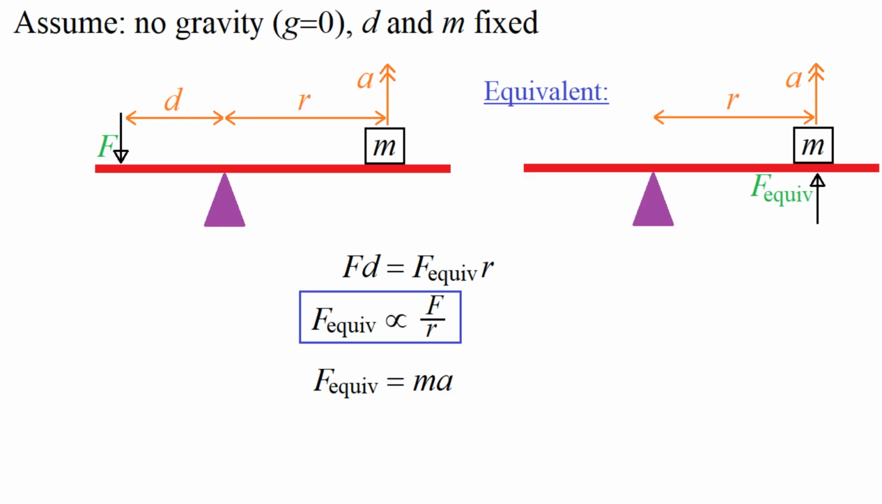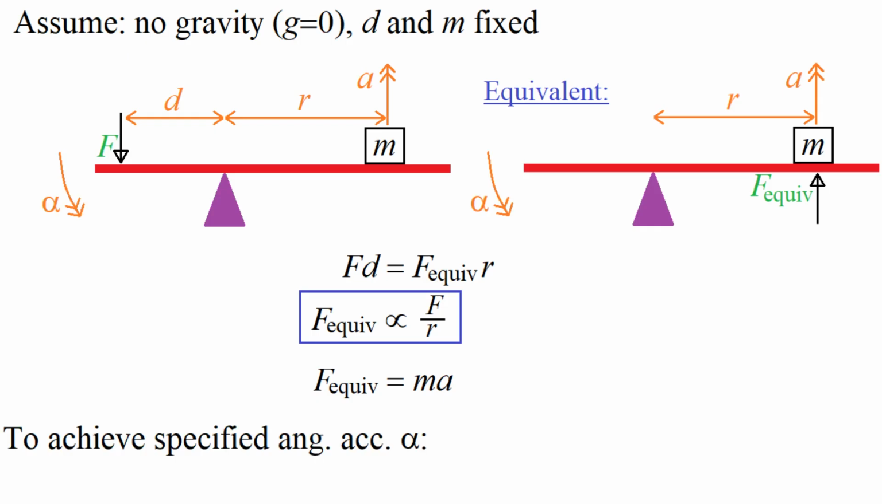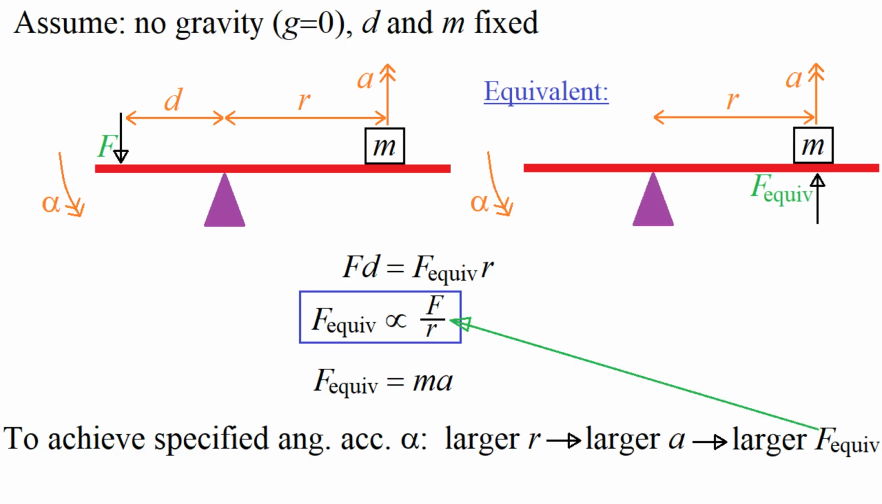Okay, well, what this would then mean is that to achieve a specified angular acceleration alpha, a larger value of r will require a larger value of a, which in turn requires a larger value of the equivalent force. But then, the equivalent force is already, by the principle of levers, reciprocally proportional to r. So the point is that it was already kind of visually obvious from the outset that to achieve a given angular acceleration, if the object is further away from the pivot, then you're going to need a larger value of the applied force F. But what this argument is telling us is that not only are you going to need a larger value of F, but in fact you're going to need a larger value of F divided by r.